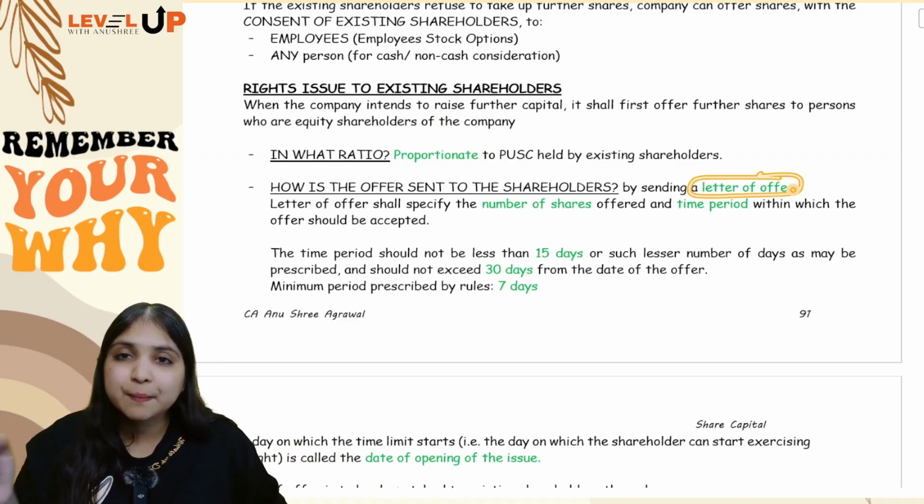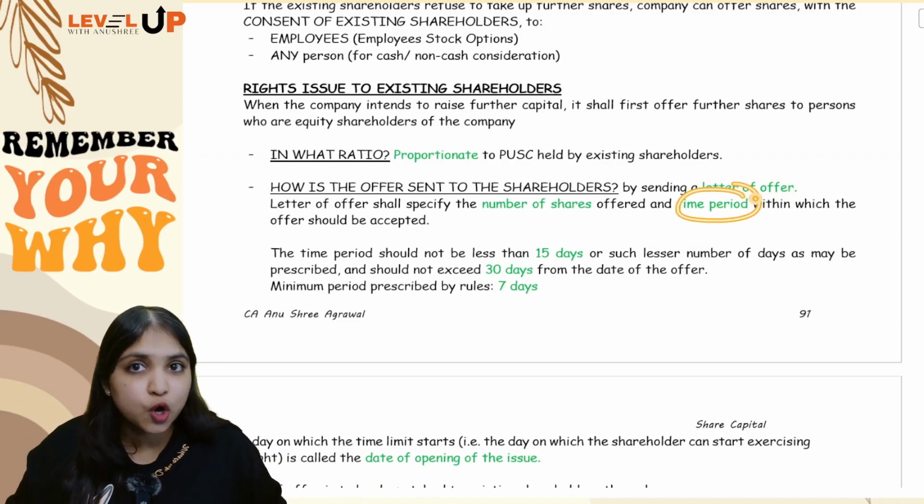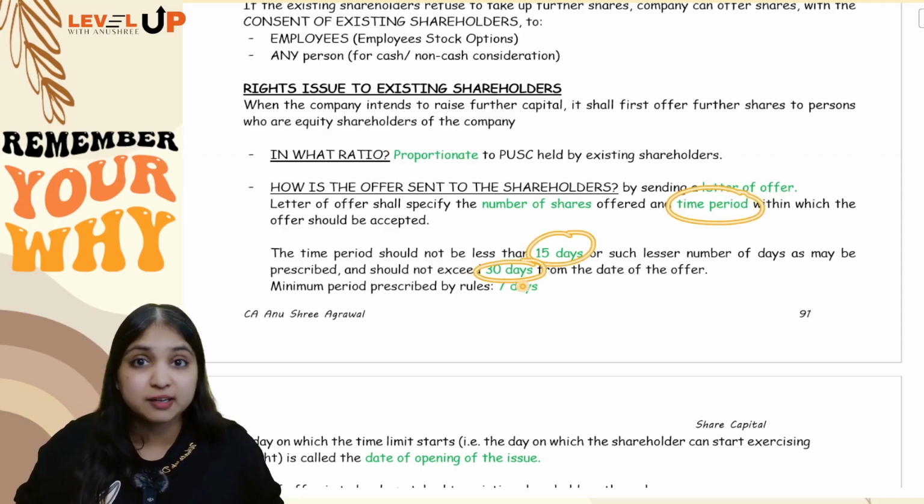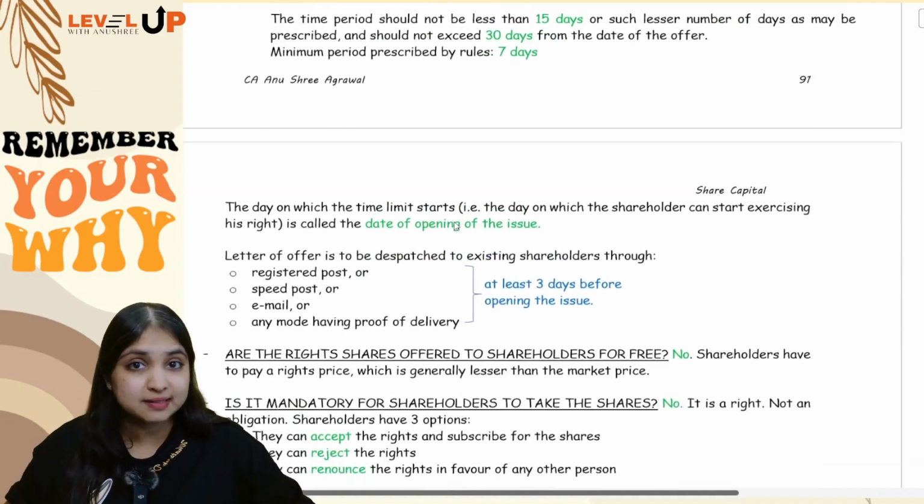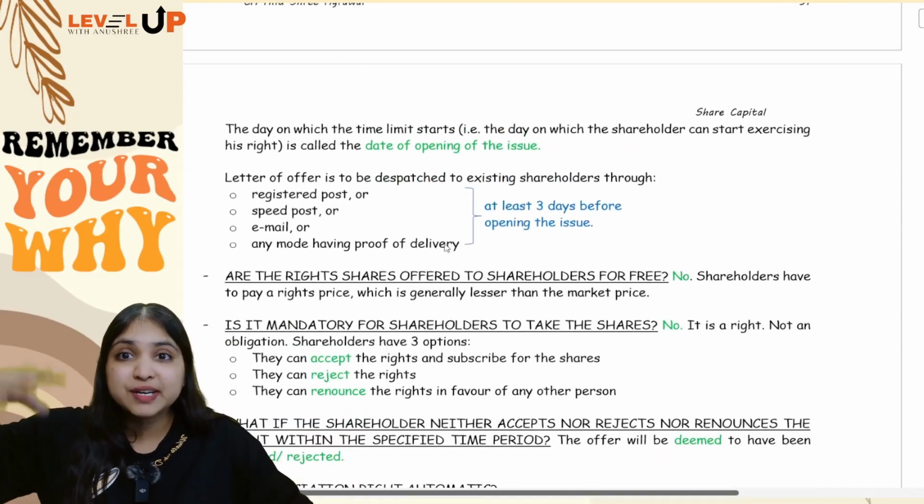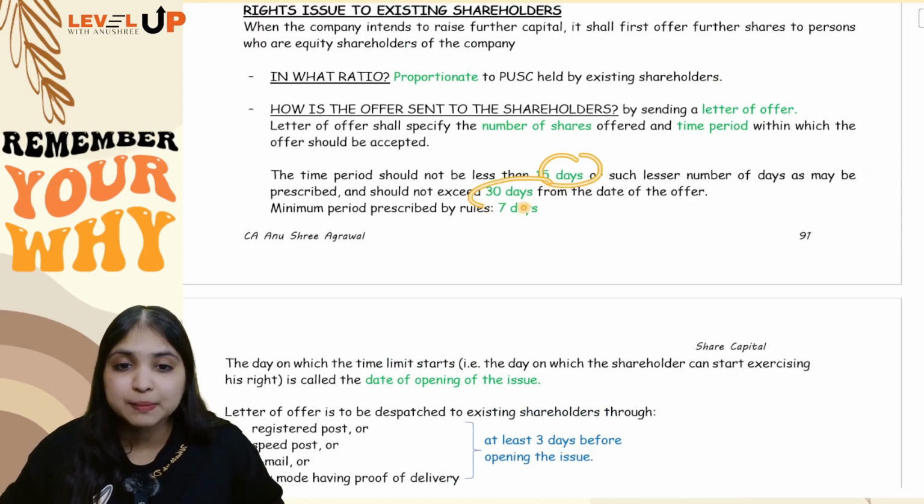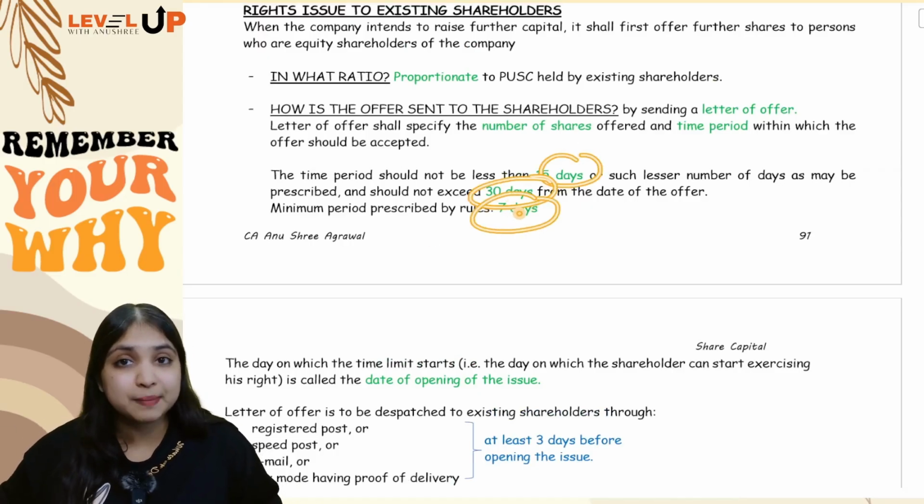In the letter of offer, the company will mention how many shares we are going to offer and the time period within which the offer should be accepted. The time period we learned should not be less than 15 days and not more than 30 days, but as per rules, it should not be less than 7 days. If you remember, Godavari's letter of offer with all the time limits I showed you, it should not be less than 15 days, should not be more than 30 days. As per rules, it should not be less than 7 days.